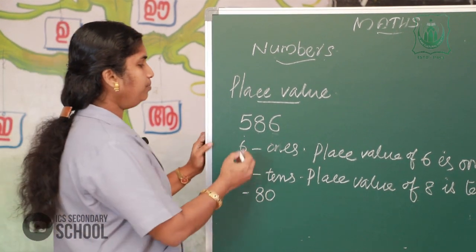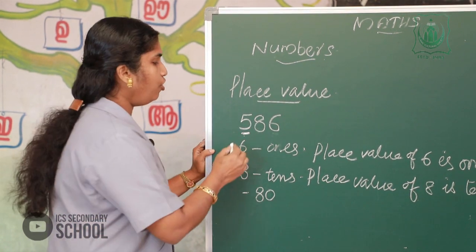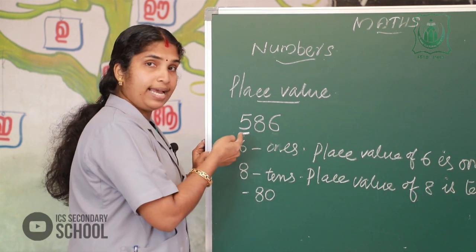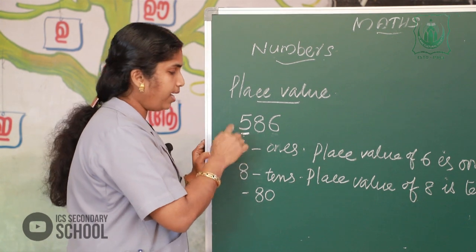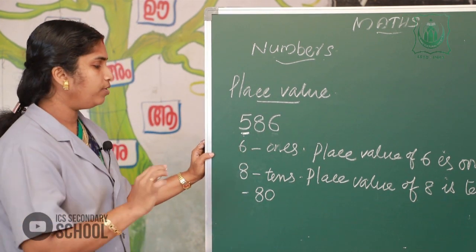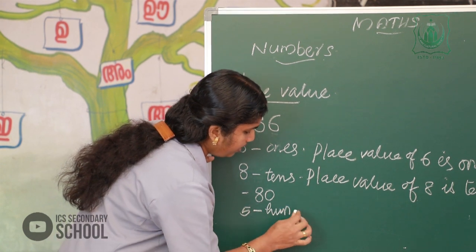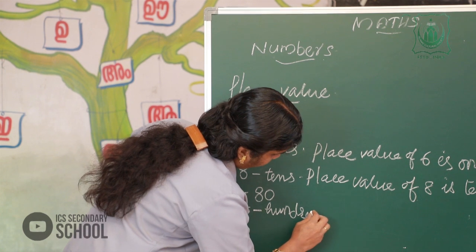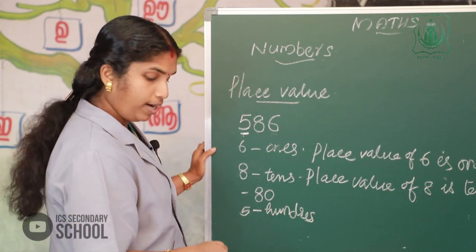Okay, here then note the position of 5. The positions are ones, tens and hundreds. The place value of 5 is in the hundreds position. Hundreds position. Okay, place value of hundreds.